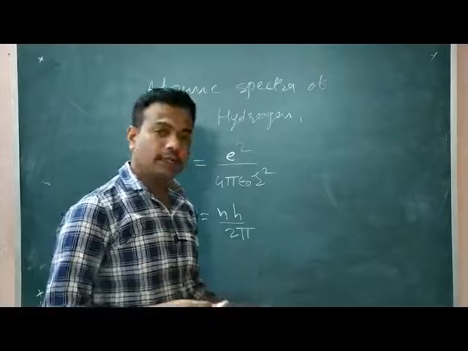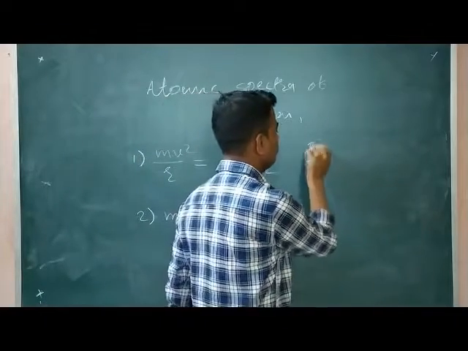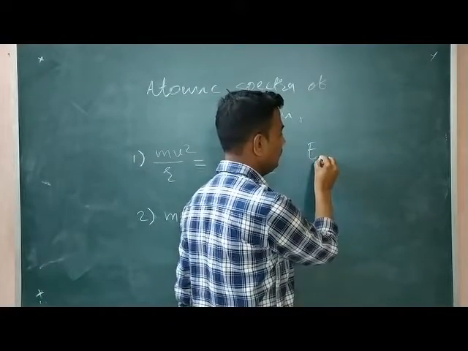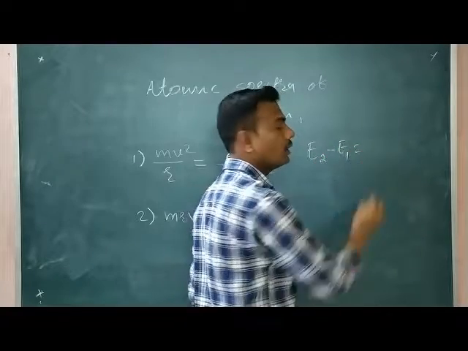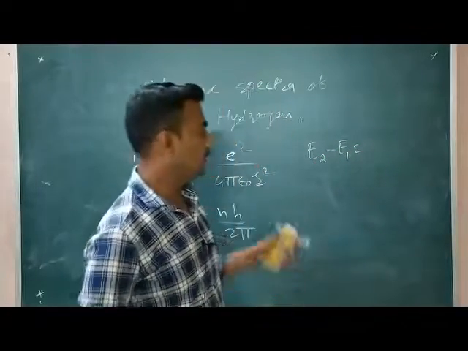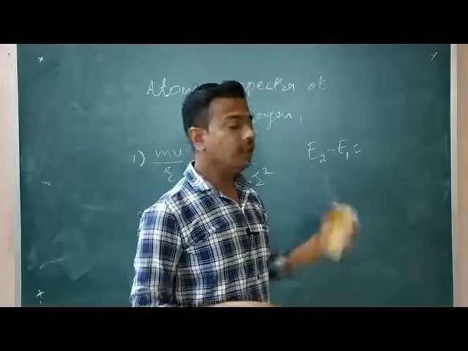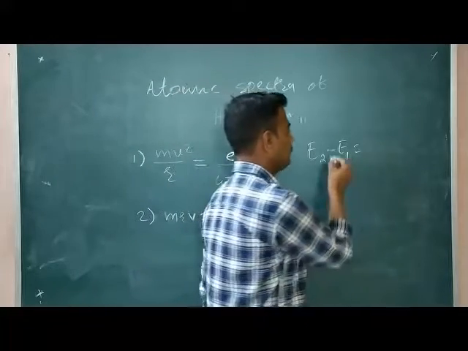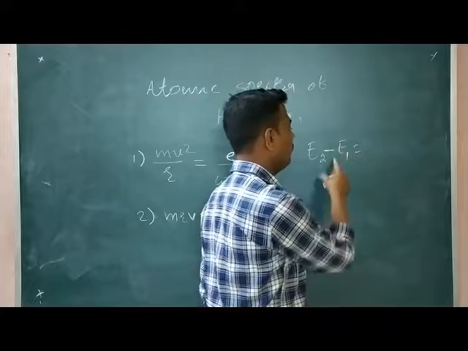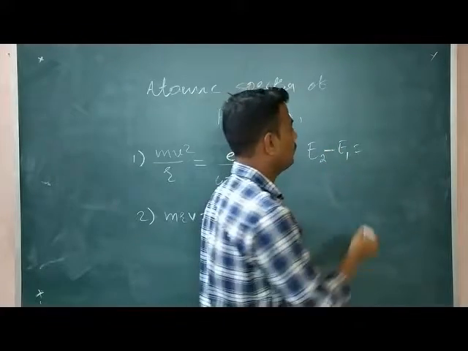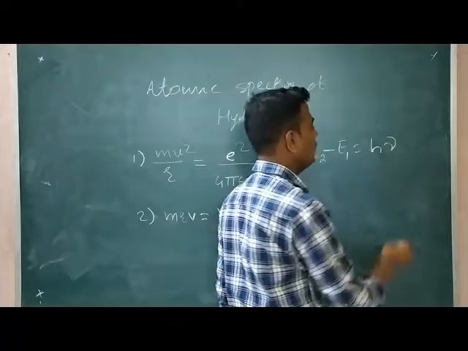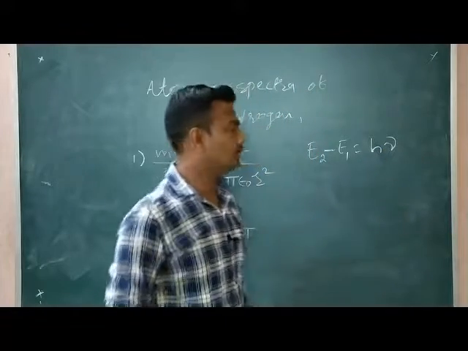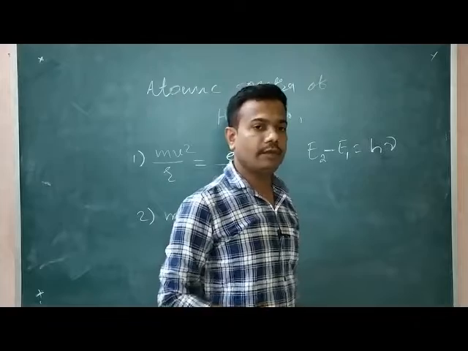According to the third postulate, an electron radiates energy only when it jumps from a higher orbit to a lower orbit. The energy radiated is given by h into nu, where h is called Planck's constant and nu is the frequency of radiation.